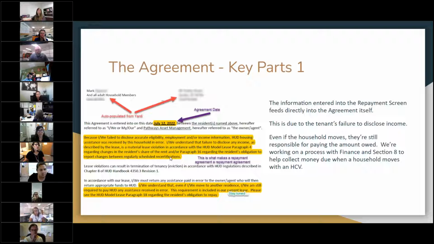Nancy has been working long and hard with various HACA departments to get this sorted out. So even if someone is moving with a housing choice voucher, if they owe you $10,000, we're going to collect on it, or we're going to stop issuing their voucher. Downstairs is going to stop issuing their voucher. So hopefully we can get this sorted out.